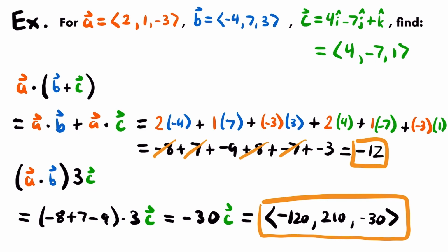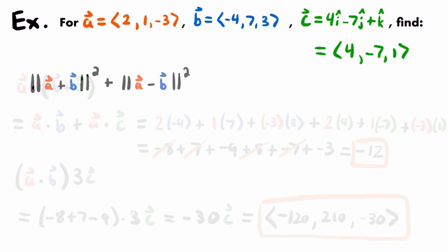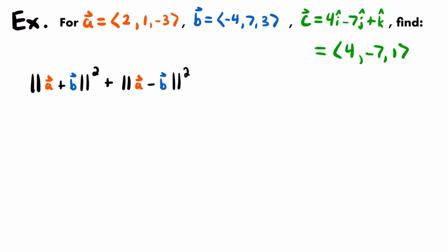All right, and scalar multiplication will always give you a vector. Okay, let's take a look at one more thing for us to calculate using the dot product. Lastly, we want to find the result of squaring the magnitude of vector A plus vector B and adding that to the magnitude of vector A minus vector B squared.